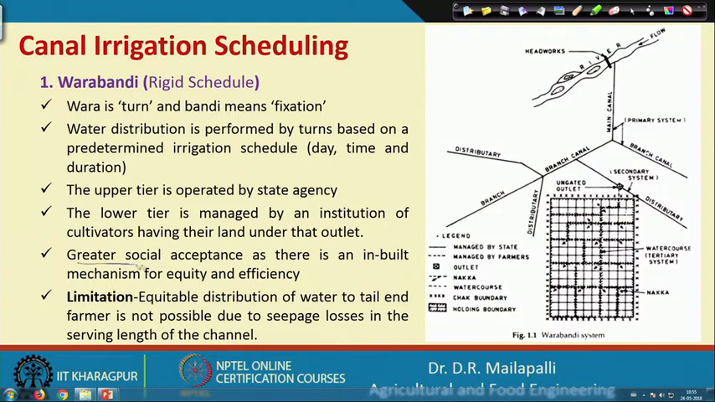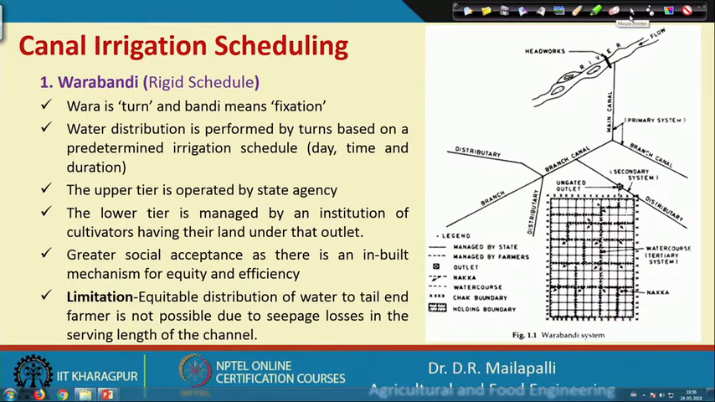It has greater social acceptance because the farmers are mostly involved, and the water is fixed, whether you require water or not, there is always water. The main limitation is that equitable distribution of water to the tail-end farmer is not possible due to seepage losses. At the tail end, sometimes the farmer may not receive water because of the seepage losses.